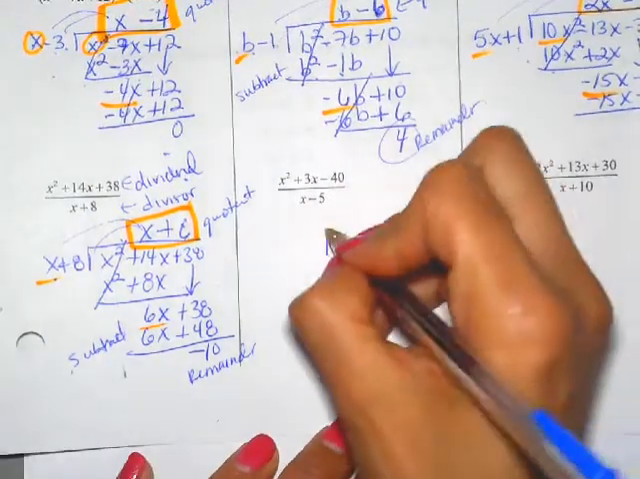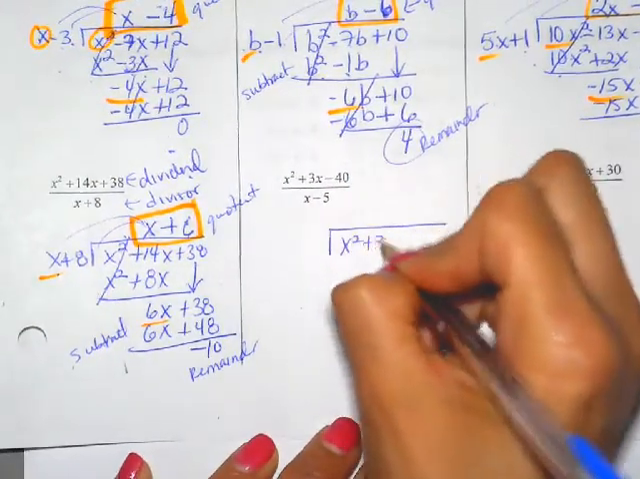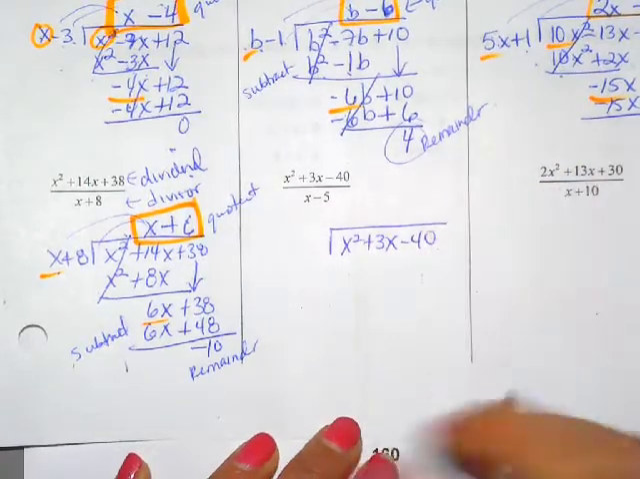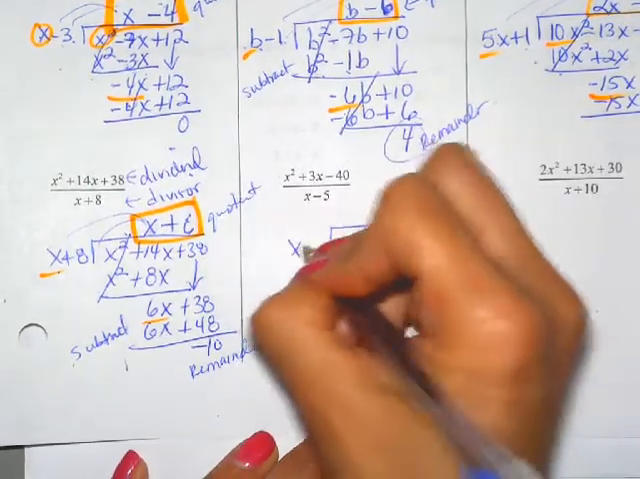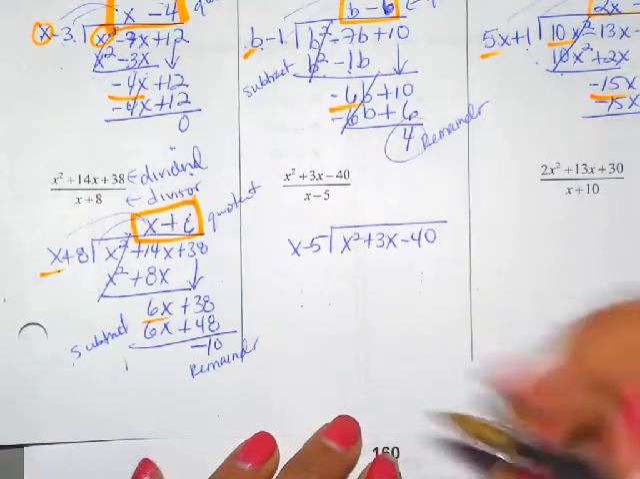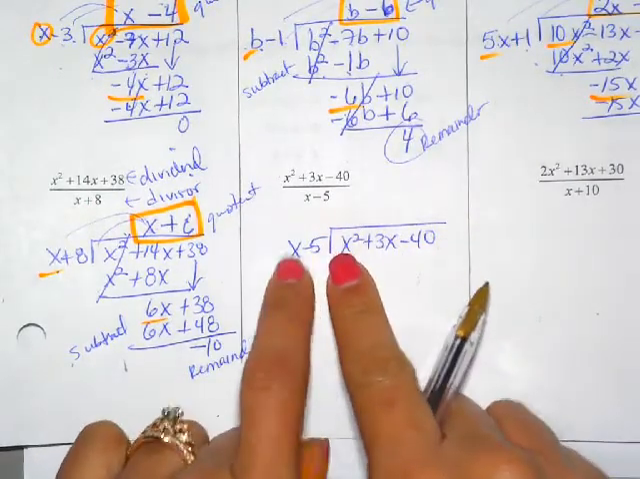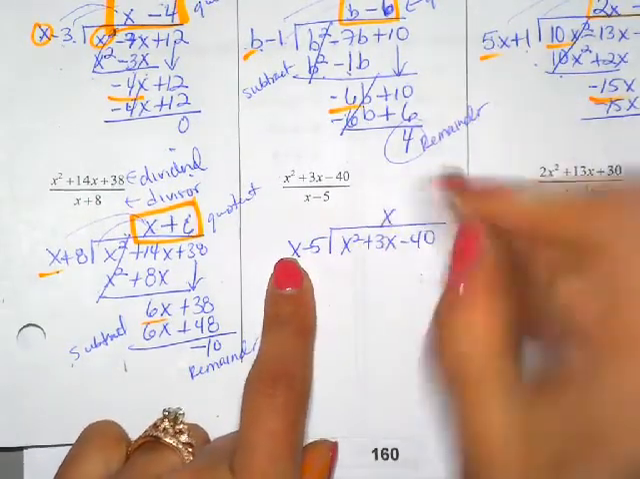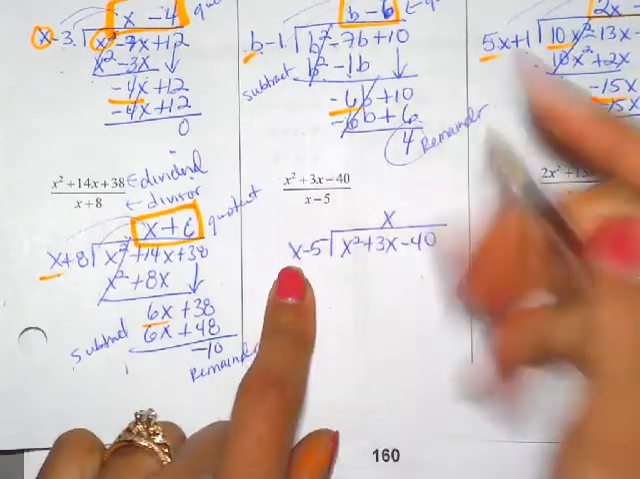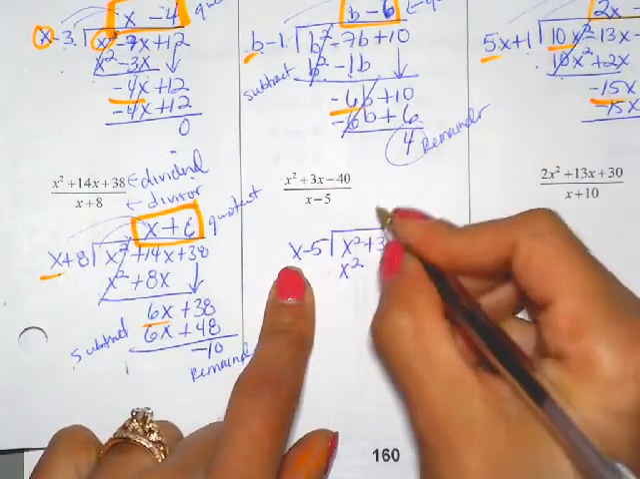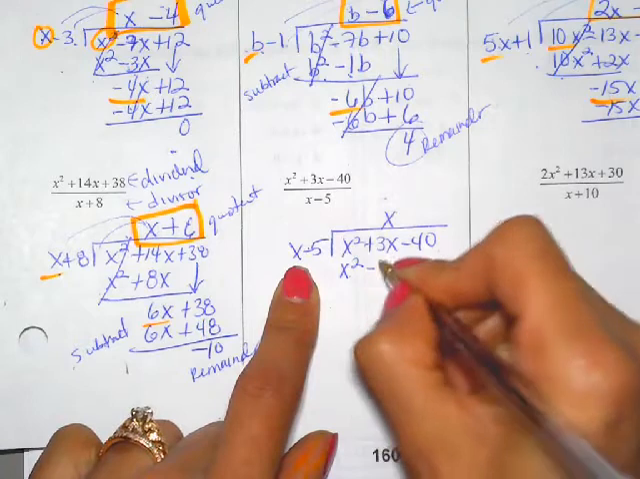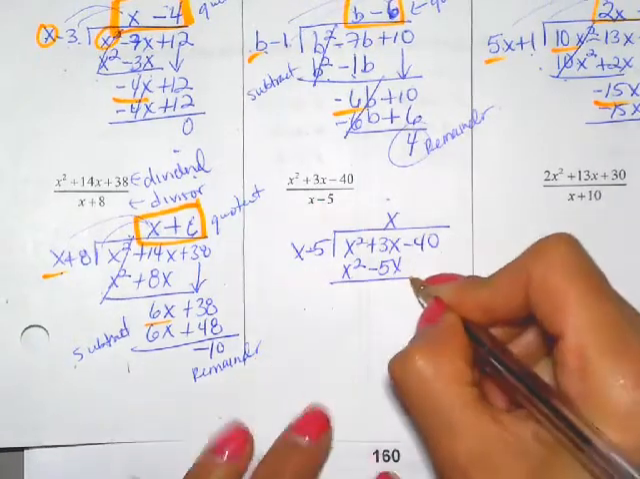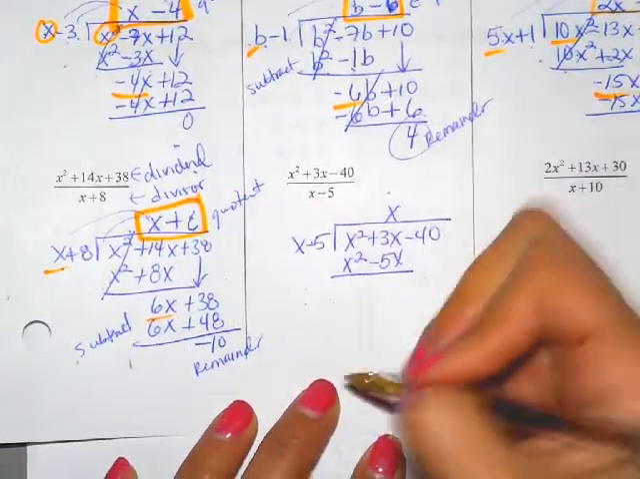Next example, x squared plus 3x minus 40. That's my dividend. This is my divisor. Again, there's no coefficient in front, so it should just be the variable again. X times x, x squared. Then x times negative 5, negative 5x. Then take the difference or subtract.